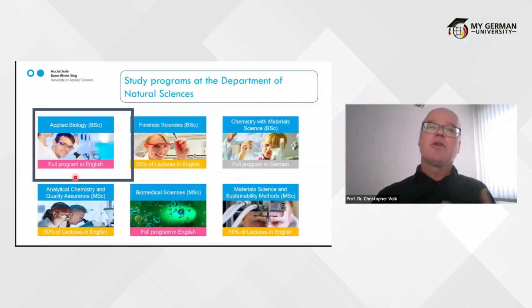Yeah, in total, our department offers 6 study programs, 3 bachelor programs, 3 master programs, but I will now talk about the applied biology program, the program completely given in English. In addition, there is also a master in biomedical sciences, which is designed for students who would like to stay with us. Then they would be able to continue a master program also here in Rheinbach.